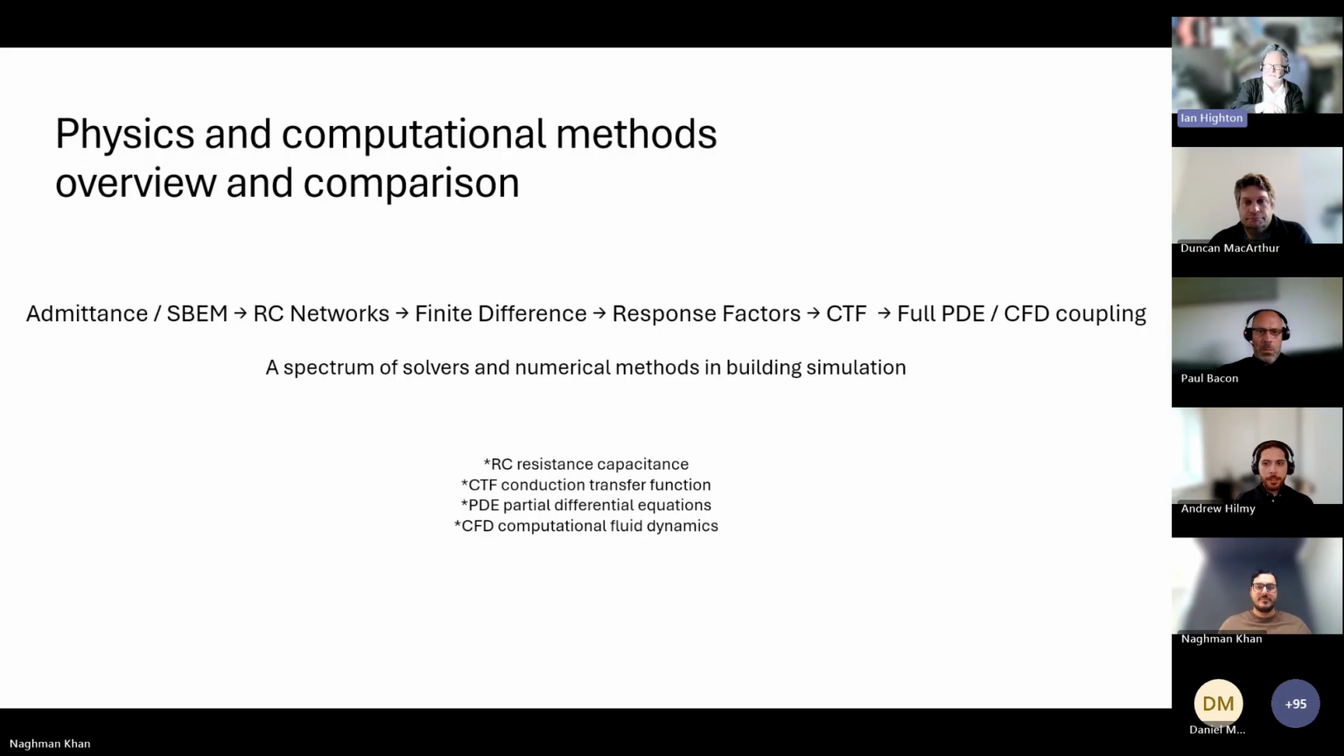And that's the difference, because as I say, it's a Laplace transform solution of the Fourier heat conduction equations, which is why conduction transfer functions are just so much better. I'd go with room response factors here, but I think the next slide covers a lot of that.